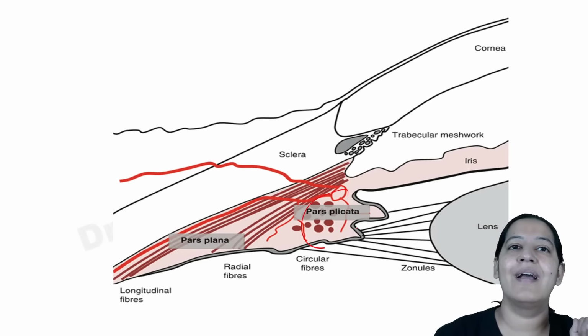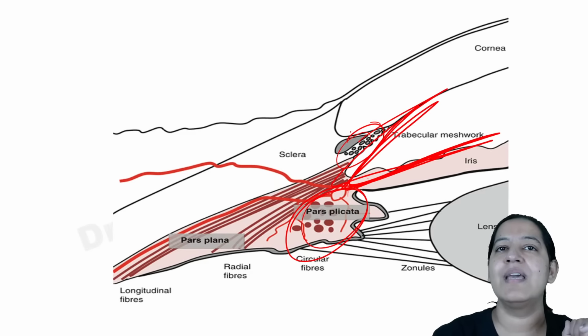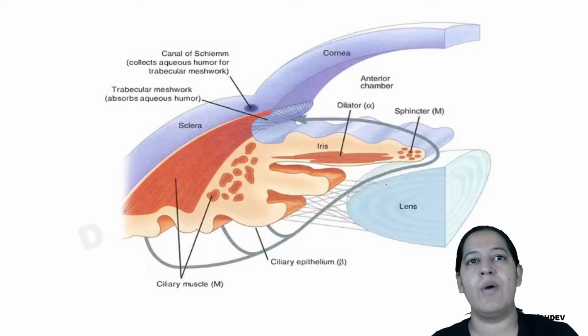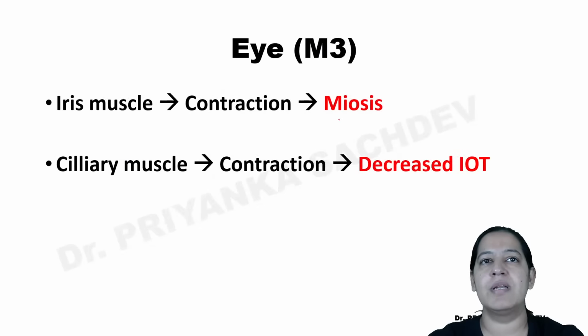So this is the angle here. This is the angle here. This is the angle. So when the iris contracts and the ciliary muscle contracts, this angle opens here, and these are the pores, the trabeculae. So aqueous humor is drained from here. You can see this is the sphincter here. This is the trabeculae here. So aqueous humor is drained from here.